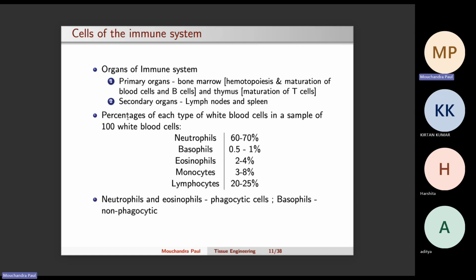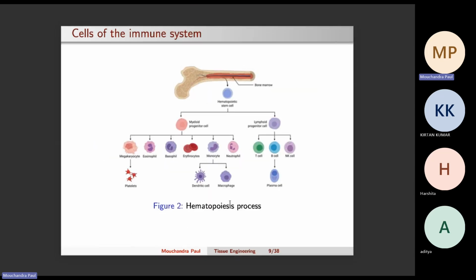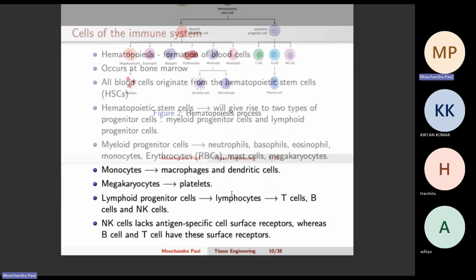Now, if I take 100 white blood cells, let me just give you another classification of these cells. Cells which are not red, like the T cells, B cells, then monocytes, neutrophils, basophils, eosinophils, are not red. So in general, people call them white blood cells. And the red blood cell is simply the erythrocyte. In this way you can classify these immune cells, and depending on the lineage you can also classify these cells.